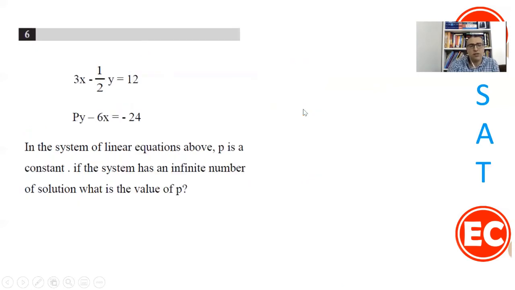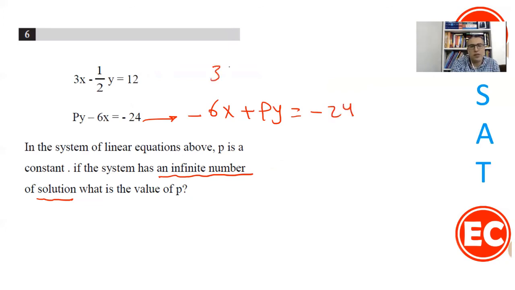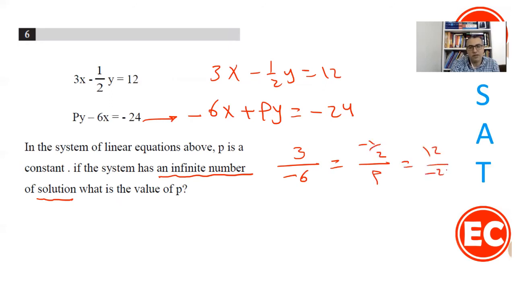Here is another example to verify for you that using the ratio is very important, another example where two equations have infinitely many solutions. You need to arrange the equations first: negative 6x plus py is equal to negative 24, and 3x minus half y is equal to 12. Infinitely many solutions means that 3 divided by negative 6 is equal to negative half divided by p, which is equal to 12 divided by negative 24. I want to find the value of p, so I will use cross multiplication.